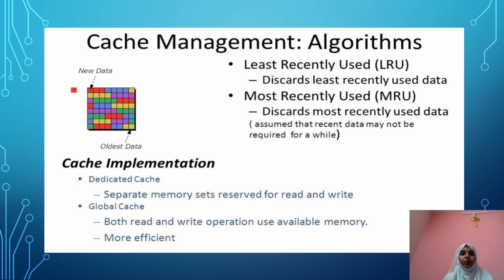So here are the two types of cache implementation, dedicated cache and the global cache. Global cache is more efficient because of its read and write capability, and it has more memory for the storage of the data.